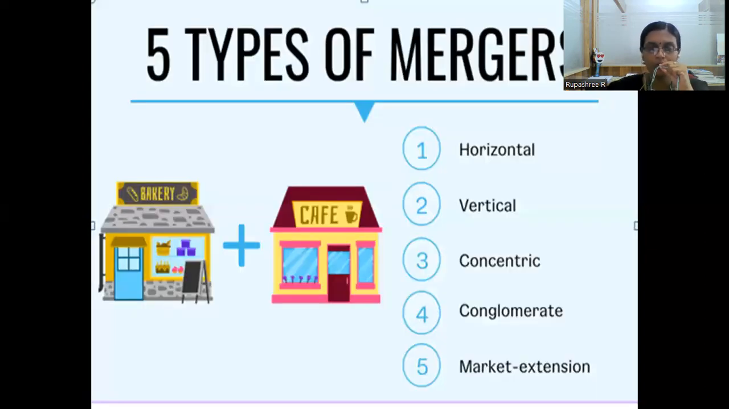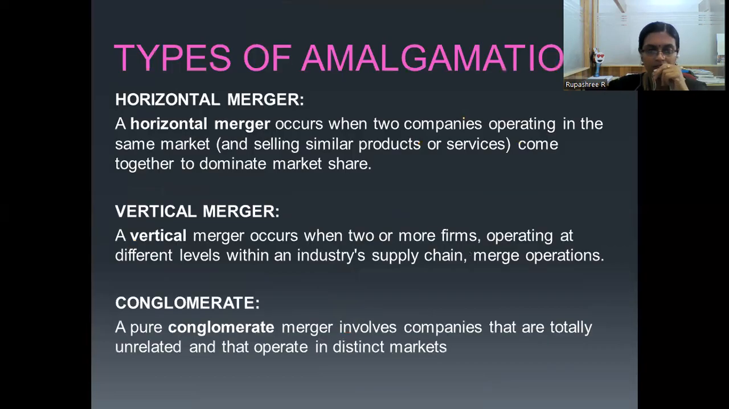Now, when you talk about mergers, there are 5 different types of mergers that exist in the market. We have horizontal mergers, vertical mergers, concentric mergers, conglomerate mergers, and market extension mergers. Out of these 5 types of mergers or amalgamations, the 3 types that are commonly found or commonly heard in the practical market are horizontal mergers, vertical mergers, and conglomerate mergers.